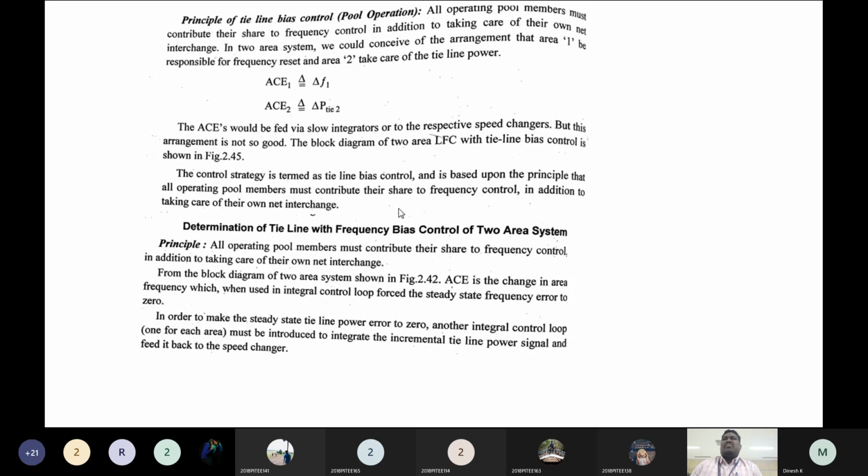Next is the determination of tie line with the frequency based control of the two area system. The same principle applies here. They contribute to share the frequency control and their own net interchange. Here everything is integrated: the incremental power flow, the incremental speed change, everything should be incremental, in order to make our steady state error 0.